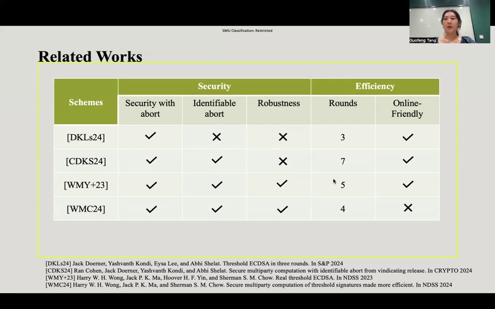WMC24 is also a robust scheme. It requires 4 communication rounds, but it's not online friendly. In this paper, we give a 3-round robust scheme. It's also online friendly, which means our online phase requires only elliptic curve group operations.